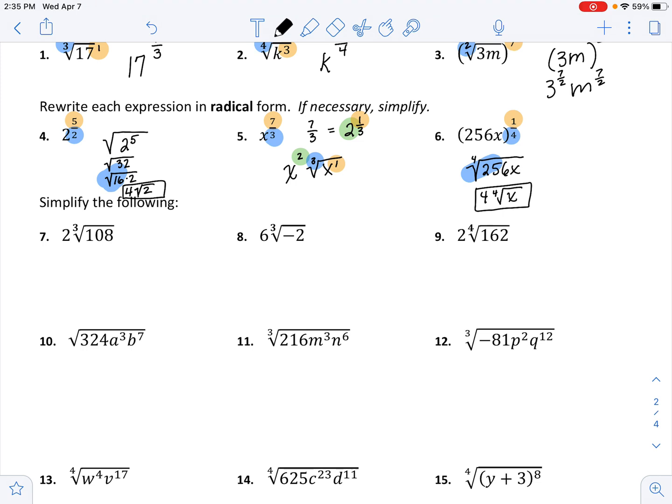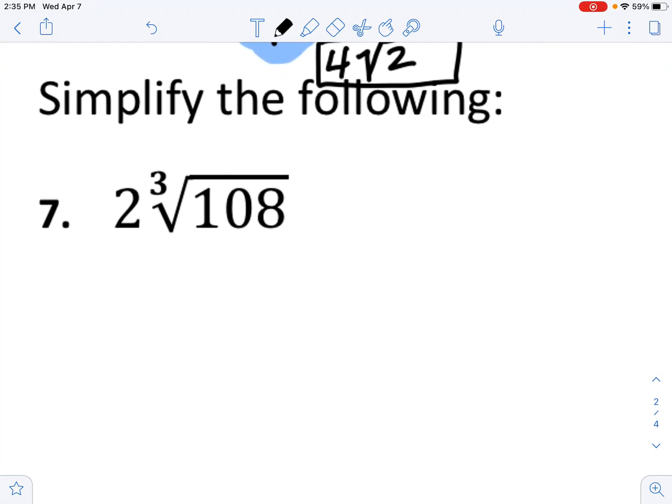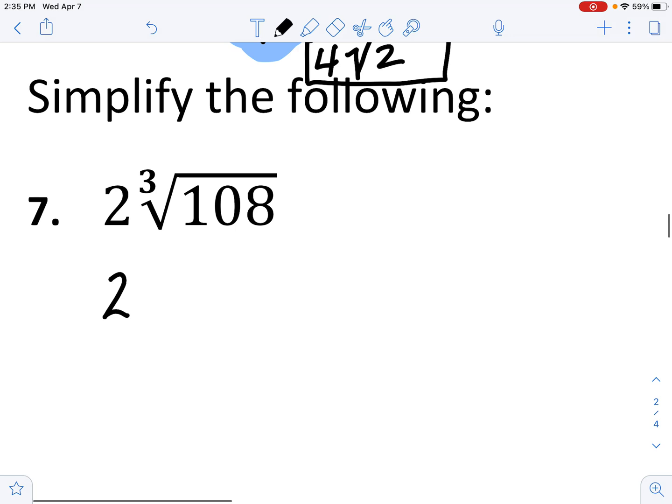All right, now we just get to a section with simplifying, and we've got numerical ones to simplify and monomial ones to simplify. So go ahead and get started here. First one, 108 is not a perfect cube, but it has the perfect cube factor of 27. So I can rewrite this to cubed root of 27 times 4.